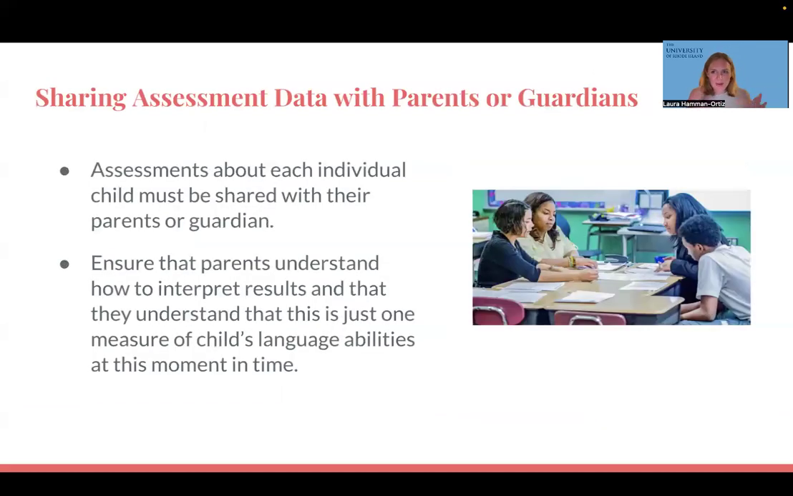All right, so now that you have a basic sense for why we do the ACCESS test or a language proficiency test, what it looks like, we get the actual results. I want to talk a little bit about sharing this data, because it is important to think about how this information is then not only informing teachers' instruction, but communicated with parents or guardians. And by law, teachers and schools must share this information with families. But it's also important that parents understand how to interpret these results, and that they know that this is just one measure of their child's language ability at this moment, right? So that they take that in stride.